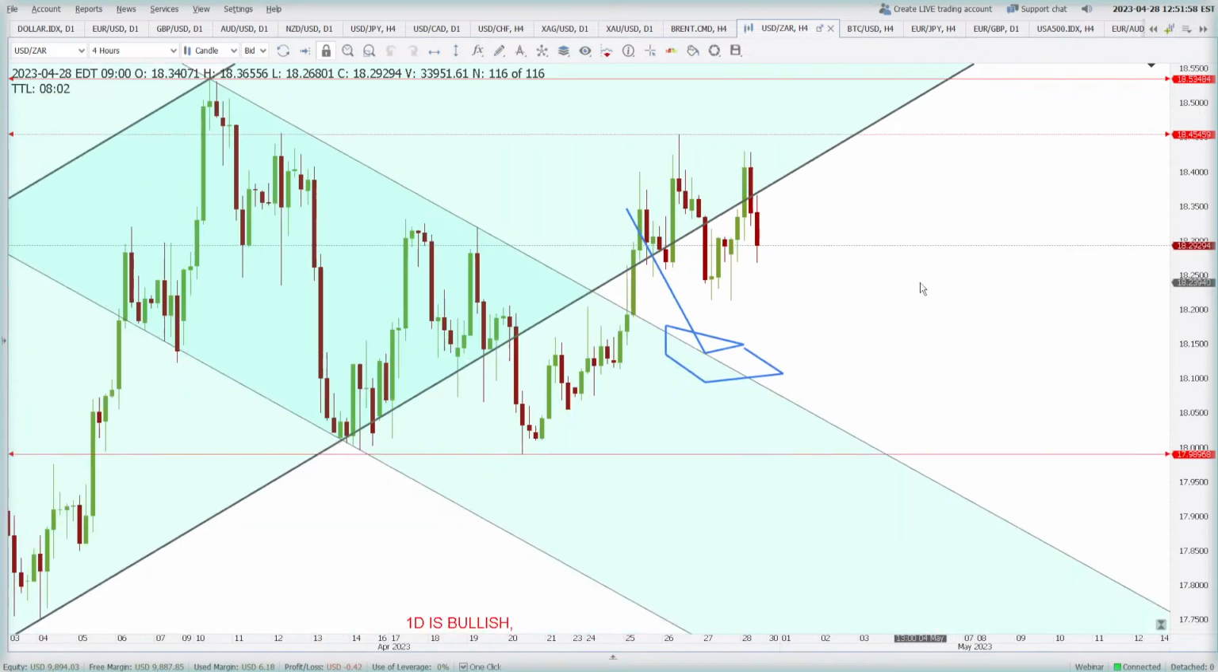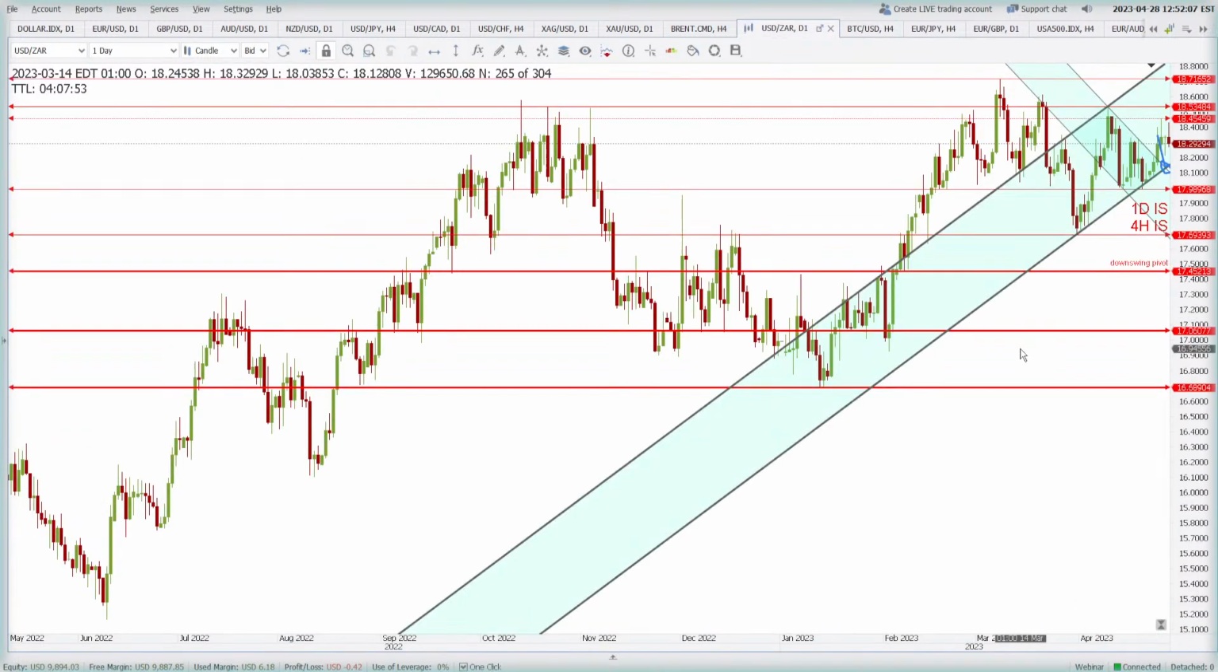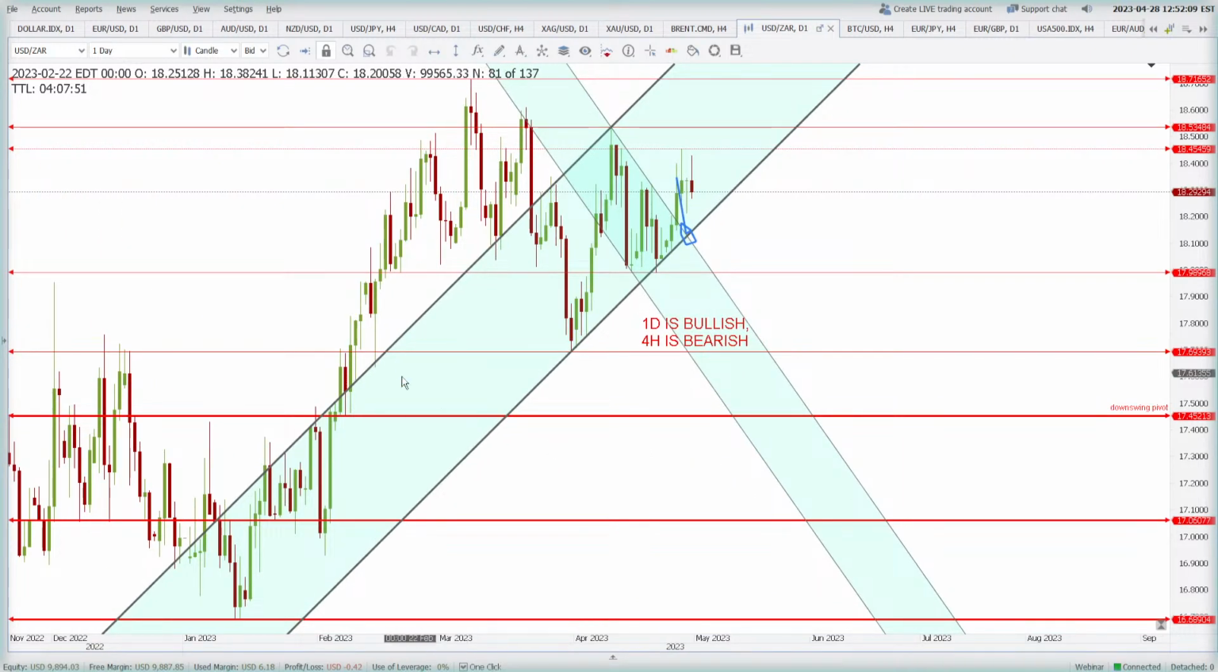Now let's talk about the USD. We are bullish on this one, but the US dollar across the board is failing. So what we do, we create our daily upswing pivot.